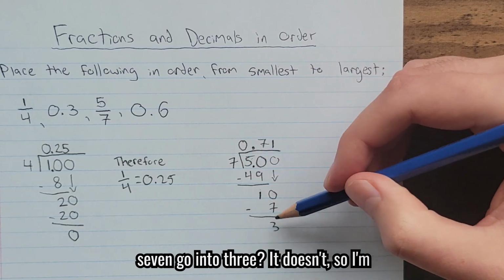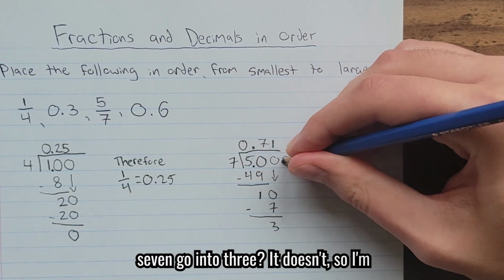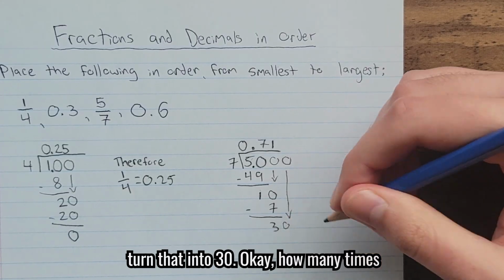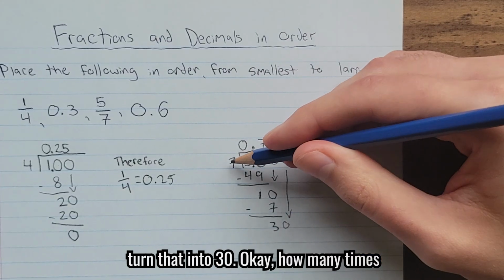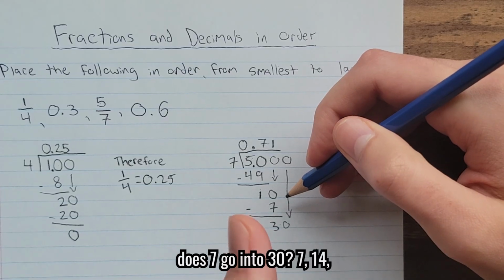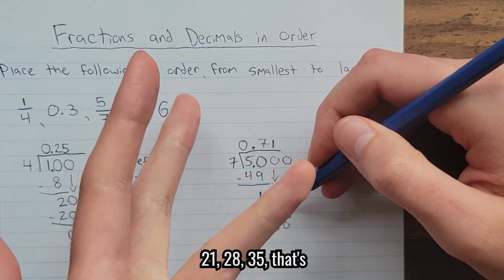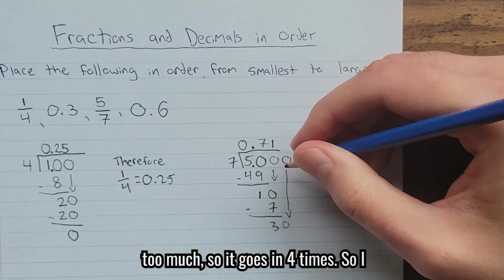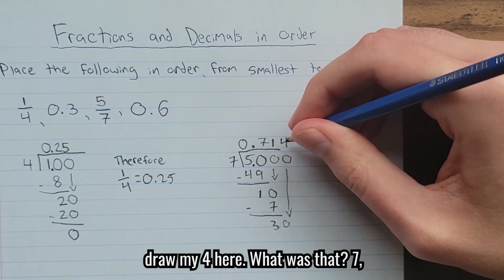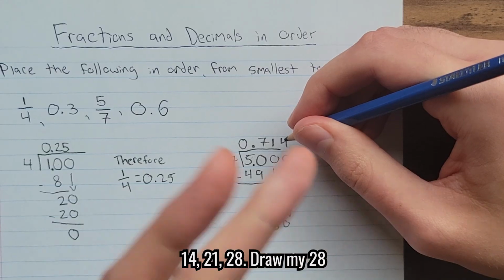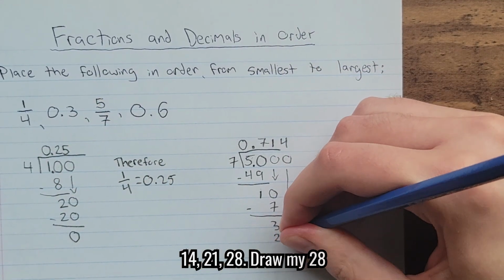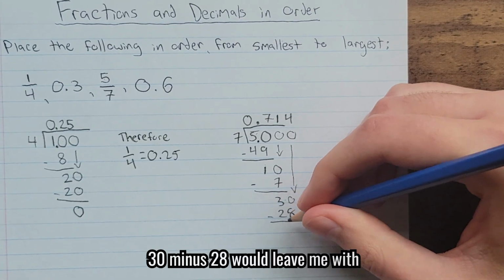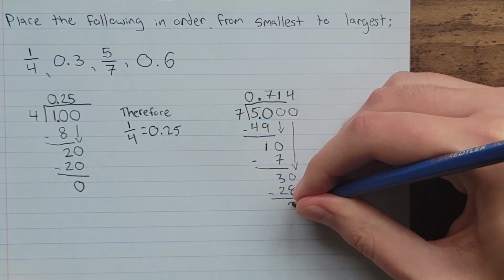So how many times does 7 go into 3? It doesn't, so I'm going to draw a 0, bring it down, turn that into 30. Okay, how many times does 7 go into 30? 7, 14, 21, 28, 35. That's too much, so it goes in 4 times. So I draw my 4 here. What was that? 7, 14, 21, 28. Draw my 28 here. Subtract 30 minus 28 would leave me with 2.